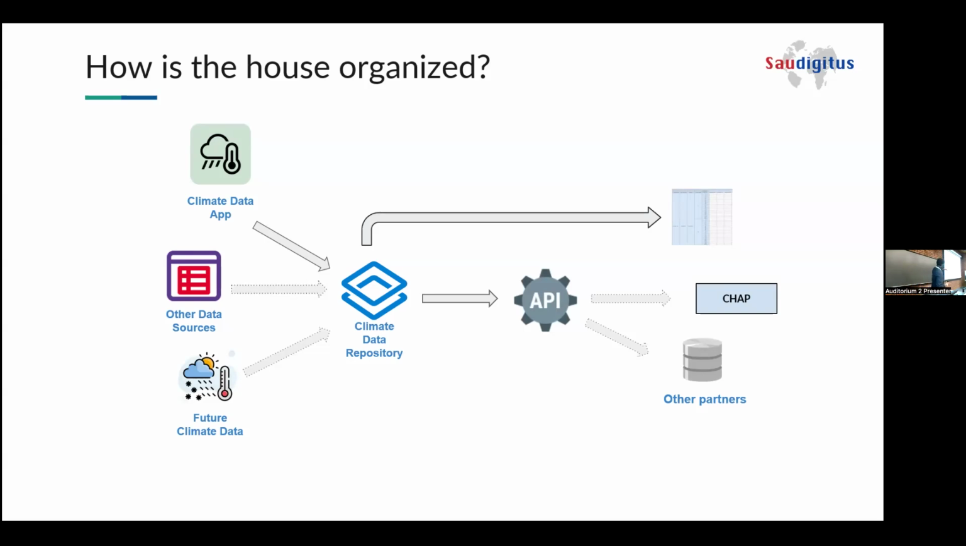We have the climate data repository here. We have the climate data app for importing climate data. We also intend to have other data sources integrated, of course. And I think this is the most important thing here, that we intend to have future climate data, this forecast data they produce, also included in the repository. And we have some API for them to use to export the data to their partners.